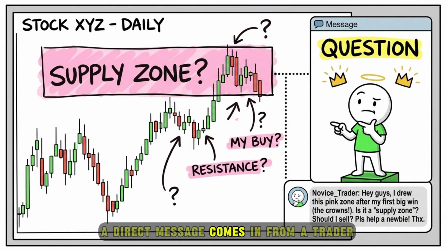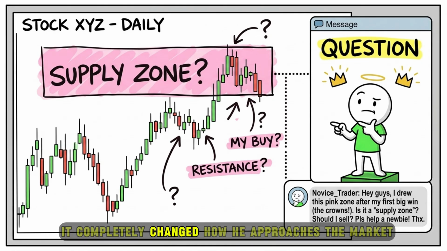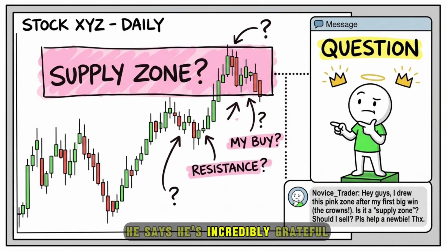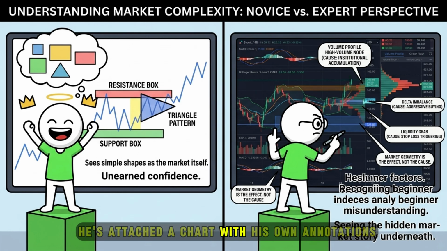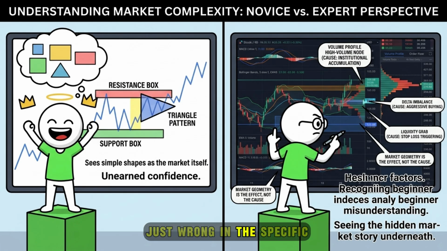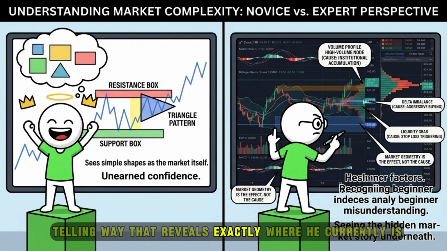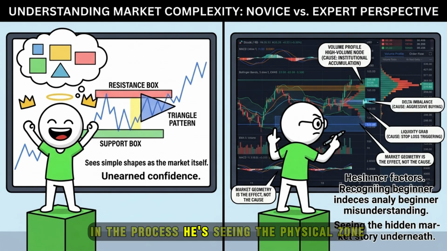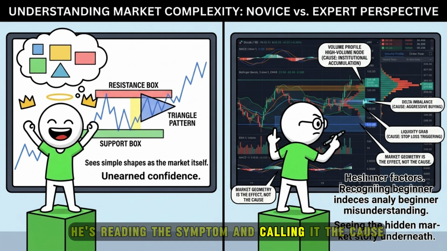A direct message comes in from a trader you've never met who found your framework through an old forum post you wrote 3 years ago. He says it completely changed how he approaches the market. He says he's incredibly grateful. He's attached a chart with his own annotations and asked one highly specific question about the origin of a supply zone he's identified on the weekly chart. You look at his attached chart. His annotation is wrong. Not badly wrong, just wrong in the specific, telling way that reveals exactly where he currently is in the process. He's seeing the physical zone but not the actual story before it. He's reading the symptom and calling it the cause.